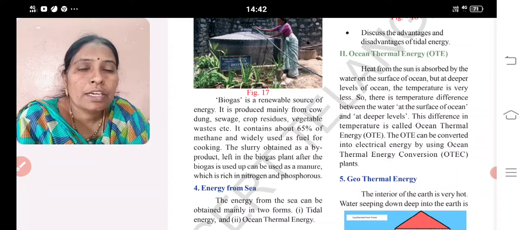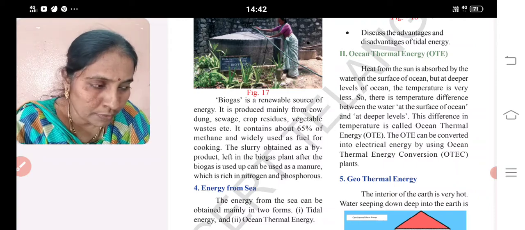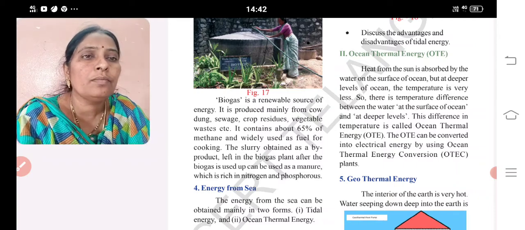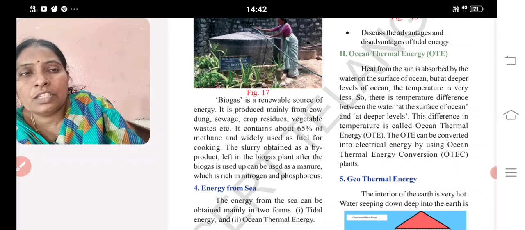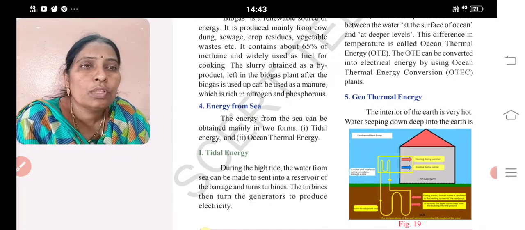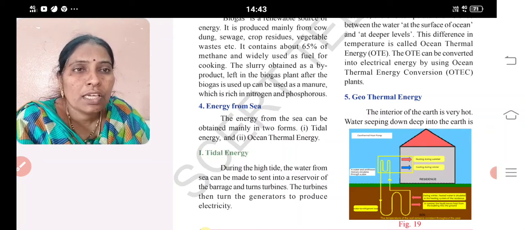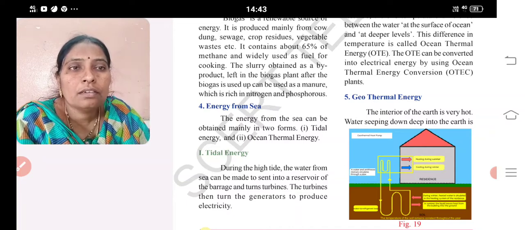It is continuously buried and kept under low pressure, so a gas develops, and we call that biogas. The leftover product can be used as manure, which is rich in nitrogen and phosphorus. Next, energy from the sea: we have tidal energy and geothermal energy. During high tides, the water from the sea can be sent into the reservoir of a barrage and turn turbines.